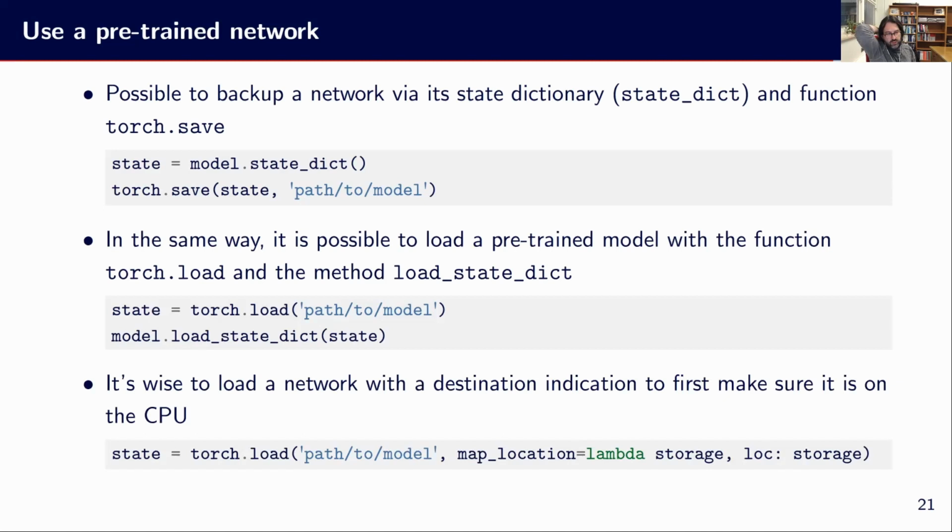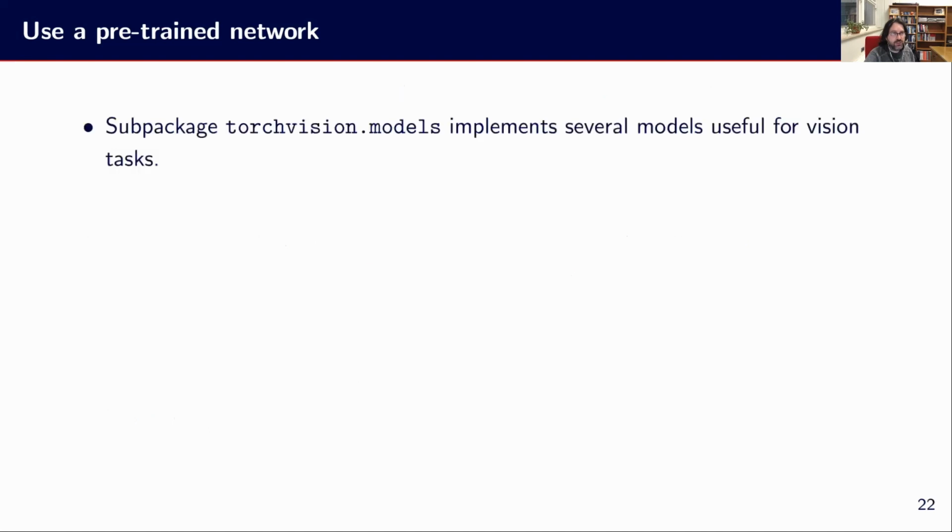It's wise also to load the network with a destination, to first make sure of where it is, for example on the CPU. So it's good to map it with a destination first to be sure that it is in the right place. More details in that link.